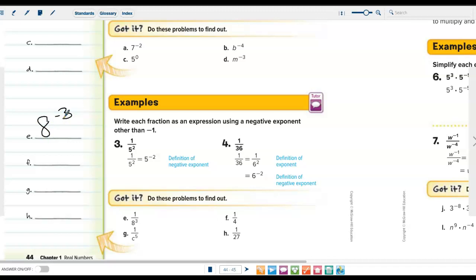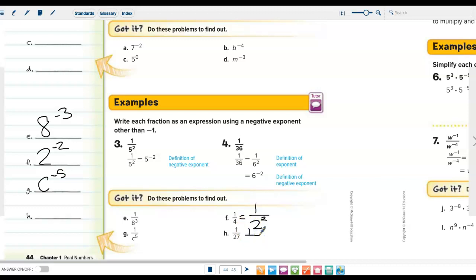Okay? How do I rewrite 1/4 using an exponent? 1 over what? Tristan? 2 to the second. 2 to the second power. So then how do I rewrite that using a negative exponent? Caitlin? 2 to the negative 2. Okay? G was what, Sean? C to the negative 5th.